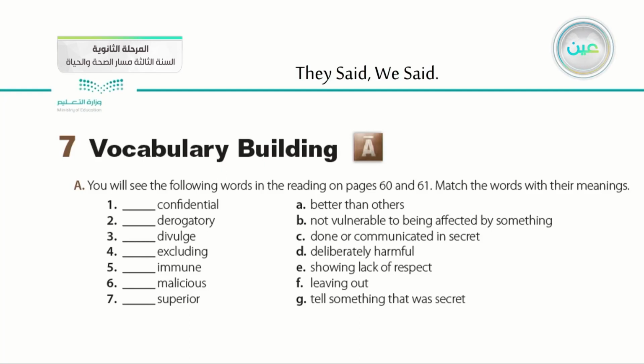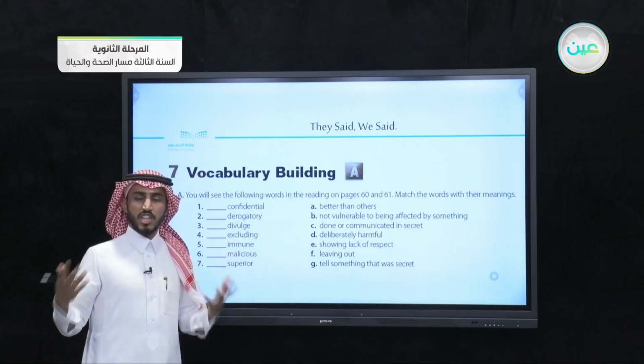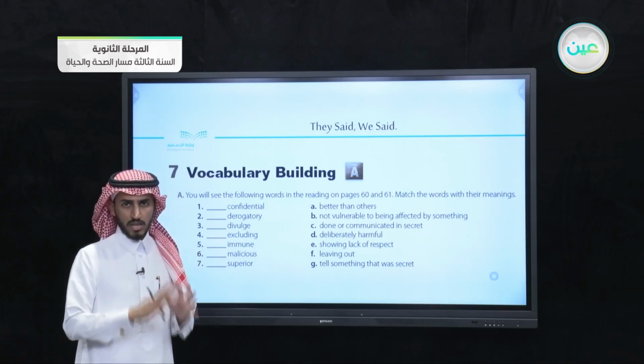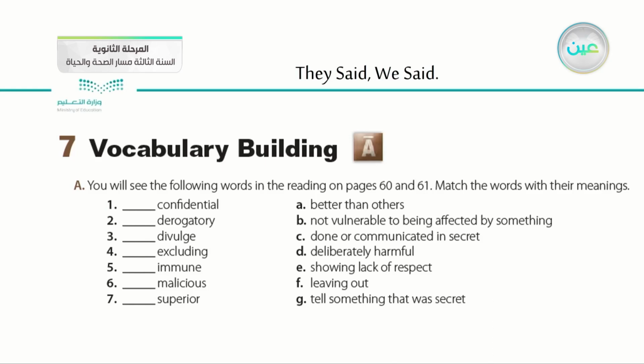After that, we have the word derogatory. Then we have the word divulge. Number 4, excluding. Number 5, immune. Number 6, malicious. And number 7, superior. The word derogatory is when we cause harm to someone, and after that, the word divulge is when we release a secret about someone, or when we release a secret about something that we should keep private or we should keep as a secret.